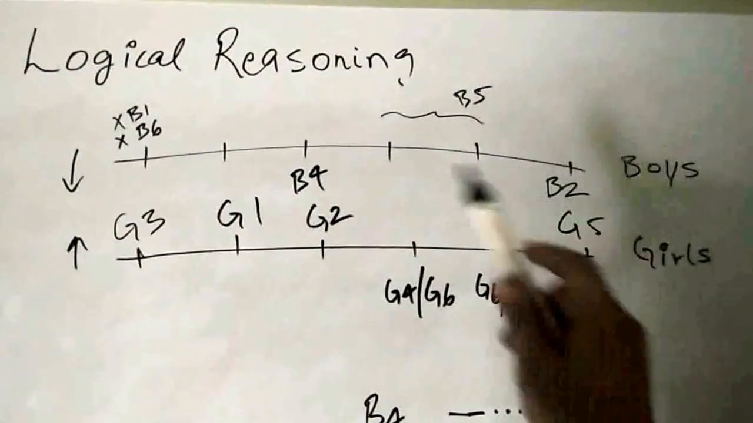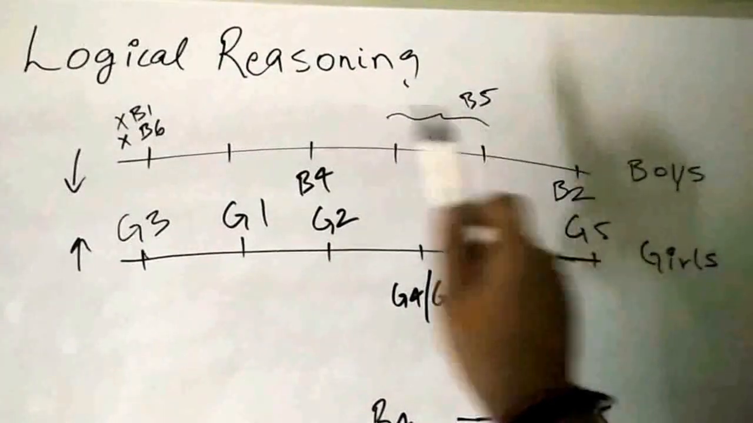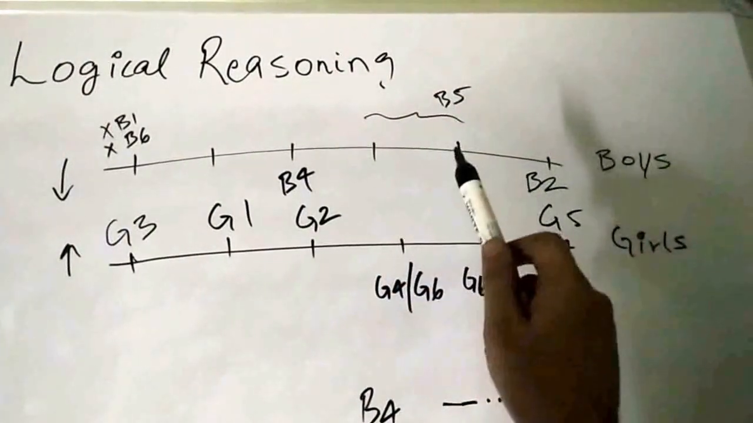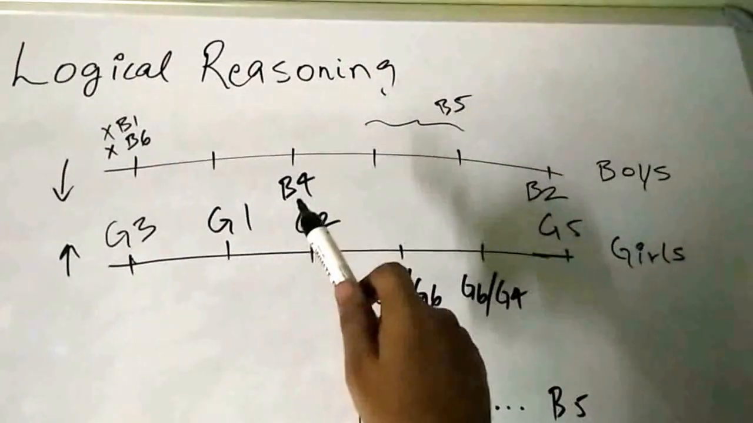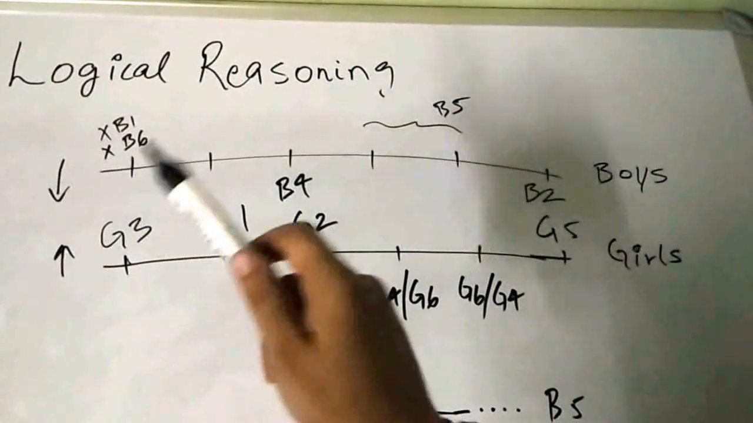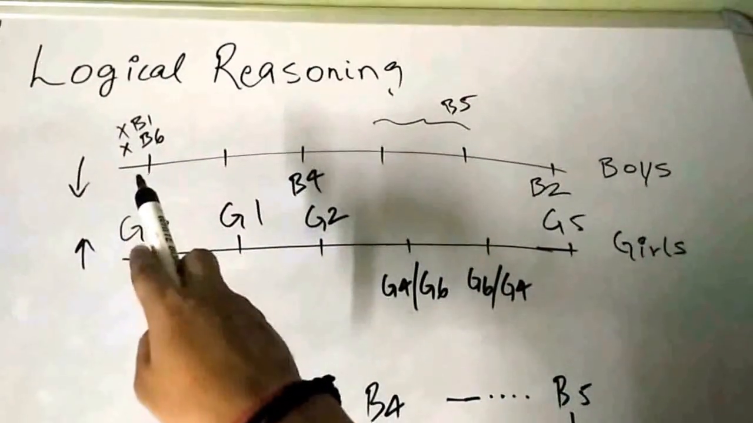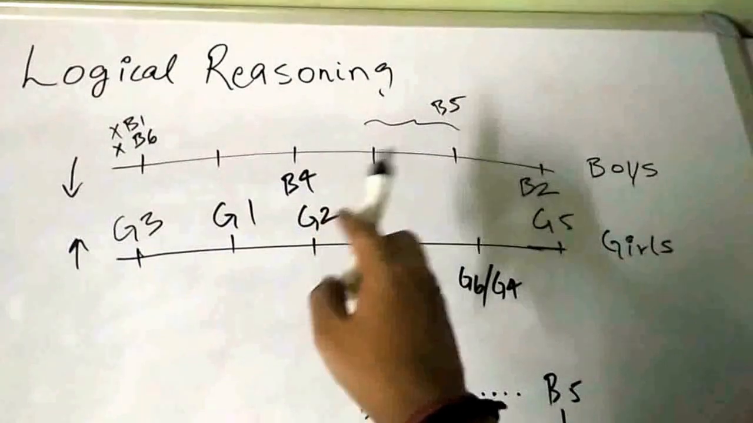Alright, so now we are sure that B5 cannot be here. So which boys are left? We have placed 2, we have placed 4, 1 and 6 cannot be here, 3 is left, right? So let's see, if 1 and 6 cannot be here, and B5 is somewhere around here.